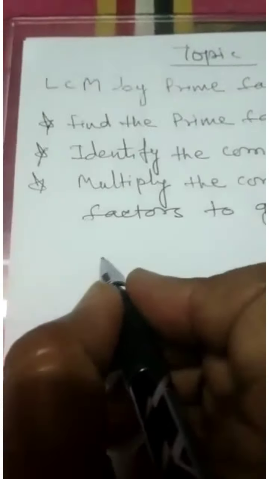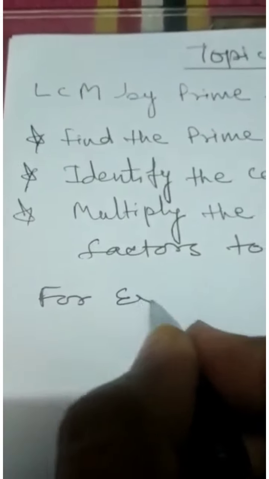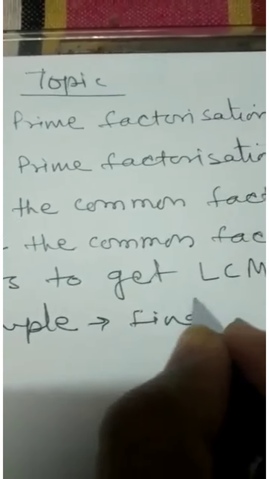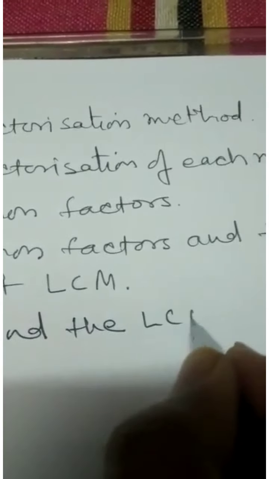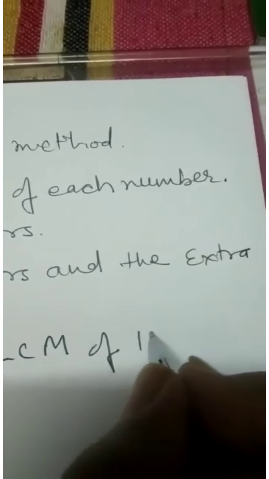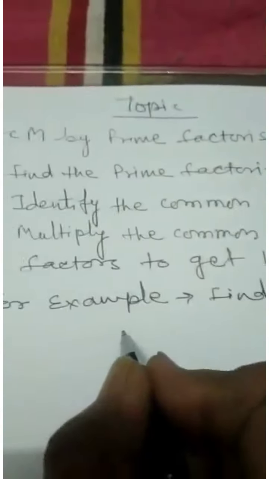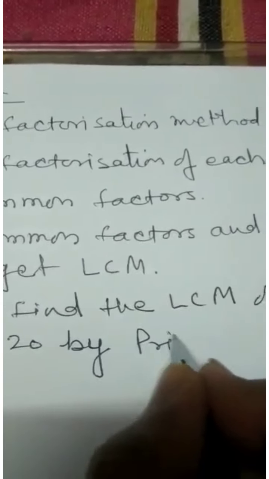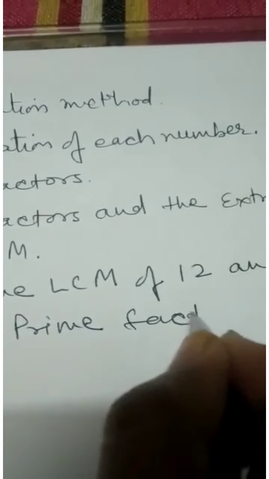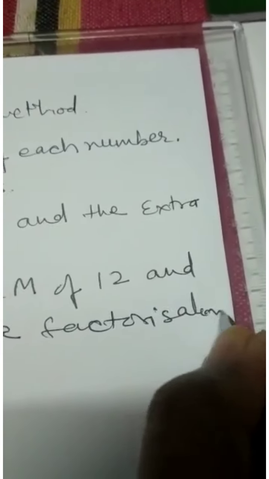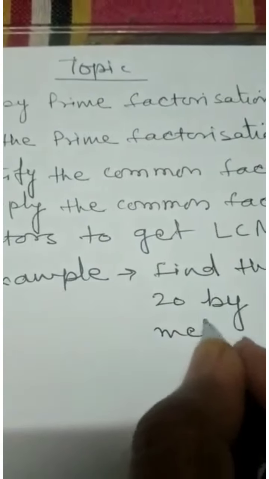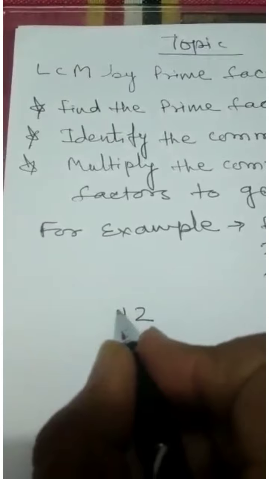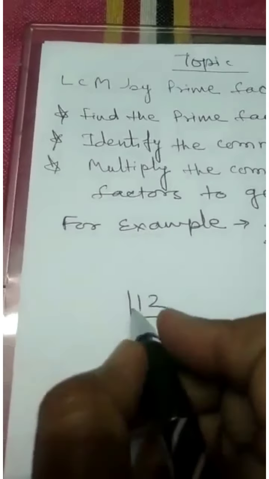Least common multiple. For example, find the LCM, least common multiple, of 12 and 20 by prime factorization method. Take the number 12, get the prime factorization of 12.